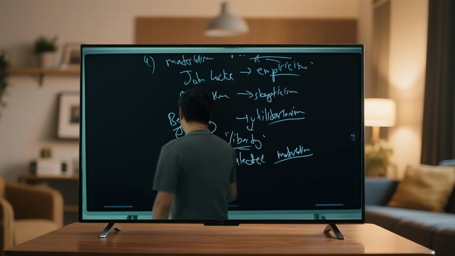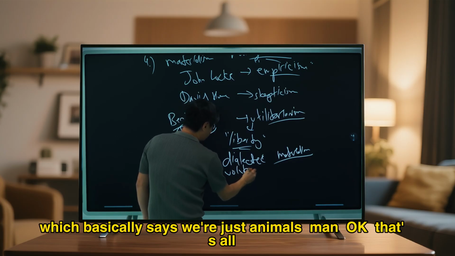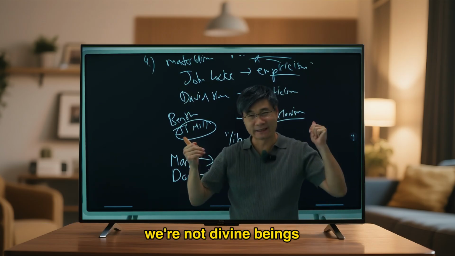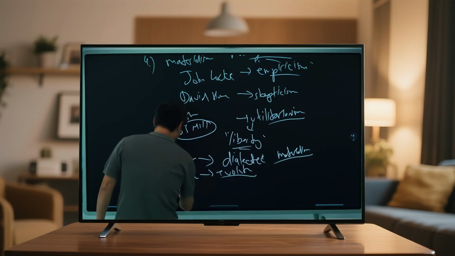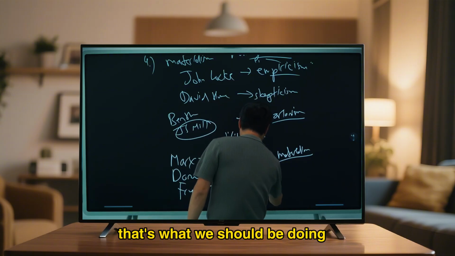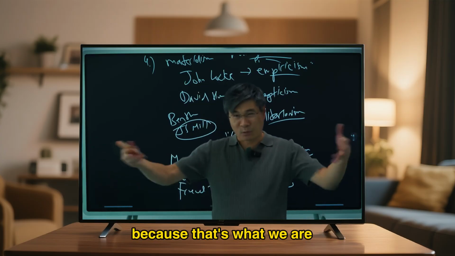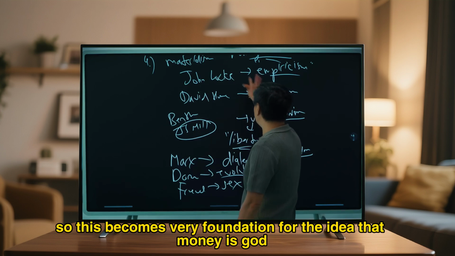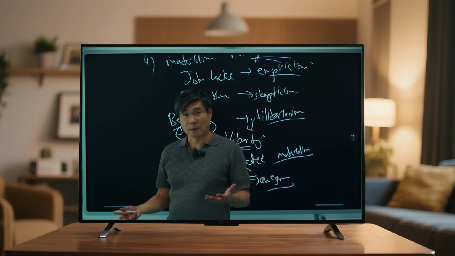Then you have Darwin, theory of evolution, which basically says, we're just animals, man. Okay, that's all. We're not divine beings. We're all just animals. Then you have people like Freud. Sex is awesome, guys, okay? That's what we should be doing. We should be making a lot of money and then having as much sex as possible, because that's what we are. We're just apes, okay? So this becomes the very foundation for the idea that money is God, all right?